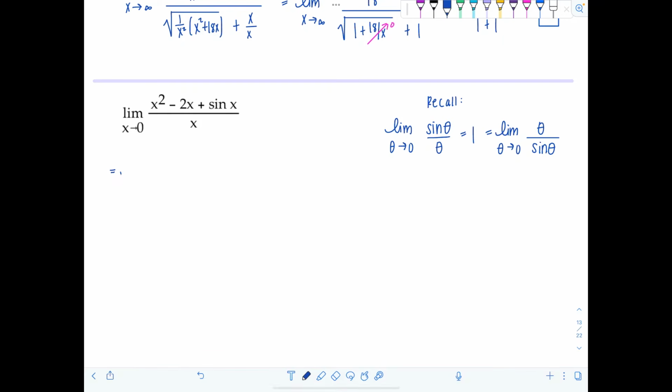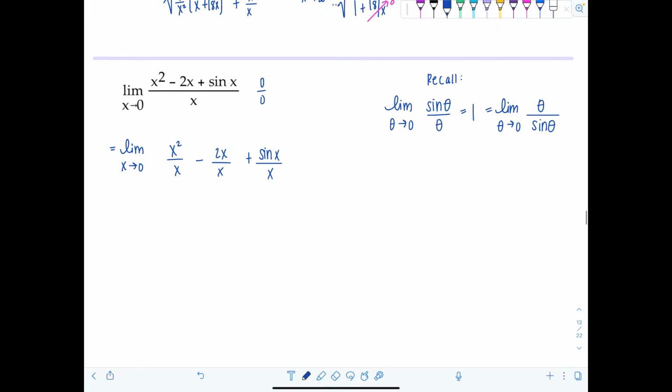So what I'm going to do is actually split up the denominator, so split the x under each of the terms in the numerator and see if that helps me out. I did a quick mental check. We have 0 over 0. So if you're allowed to use L'Hopital's rule, go for it, but we're not. So now we have the limit as x approaches 0 of x minus 2 plus sine x over x.